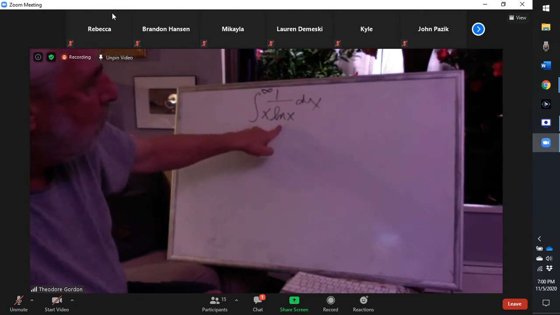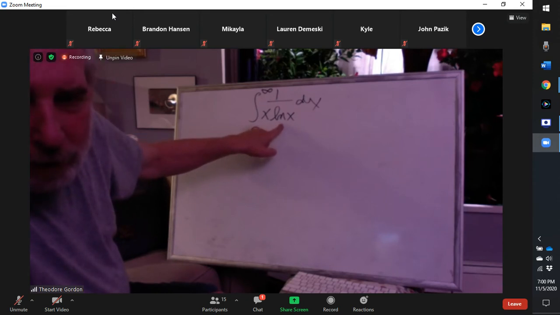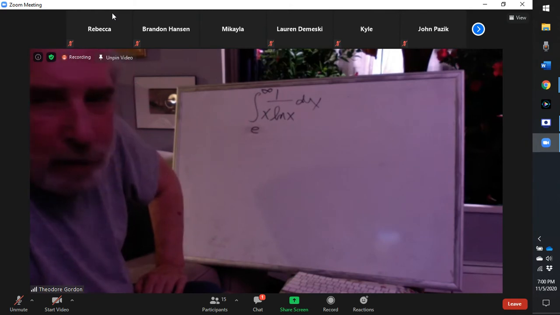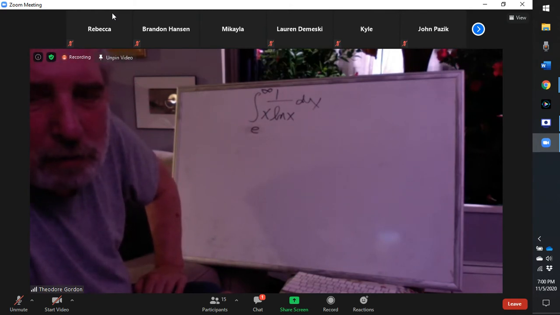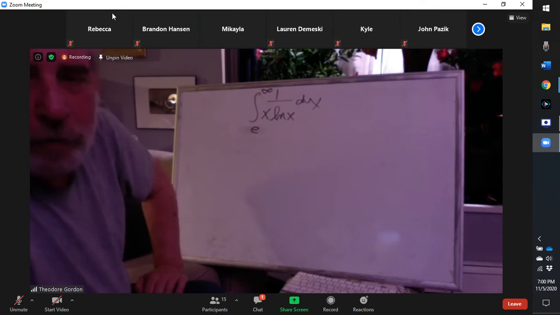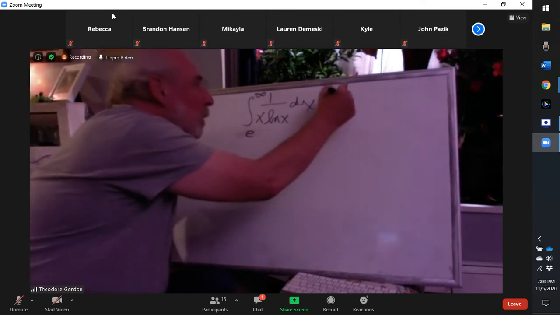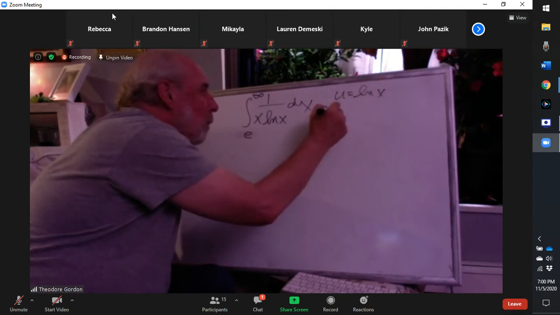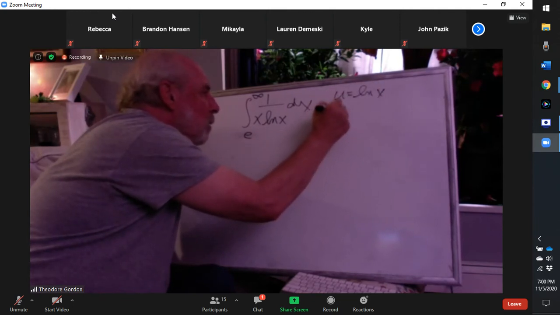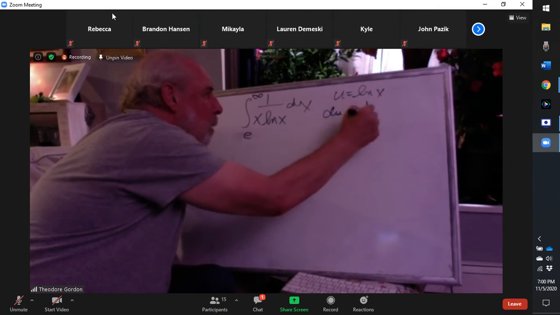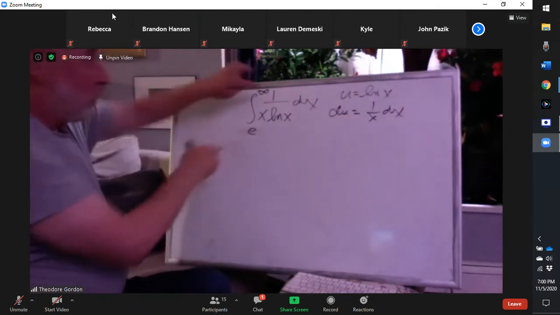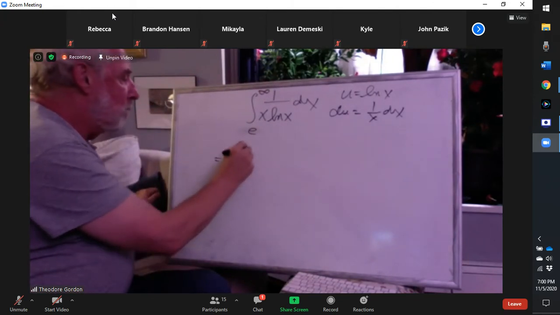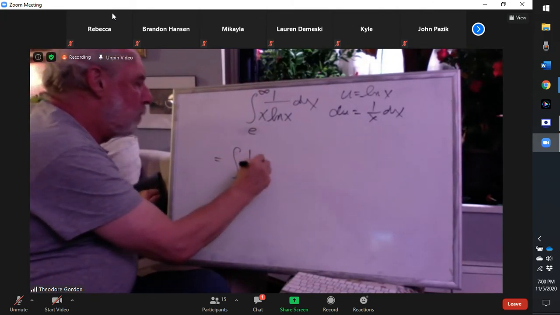Well, we've seen some of this in chapter 8. You might have even seen one like this in Calc 1. How do we do that integral? U substitution? Yep, we do U substitution. Nice one. So we let u equal ln x, and then du becomes 1 over x dx, which we have. So this integral becomes 1 over u du.